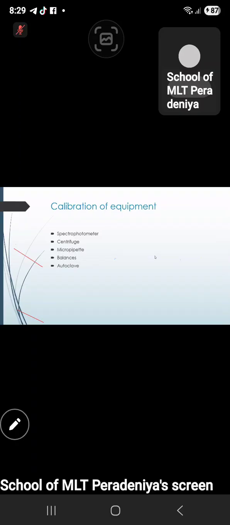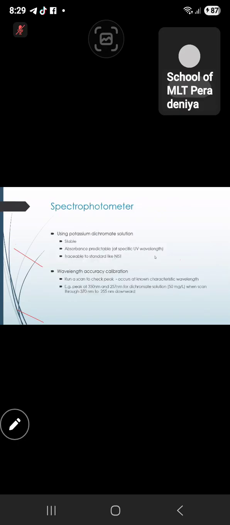Right. What else? The other thing is absorbance. Right, absorbance. So we go one by one. Right. So normally, this is what I discussed.